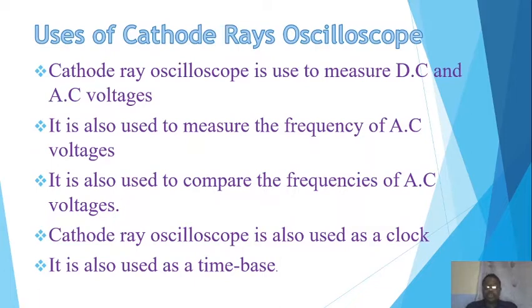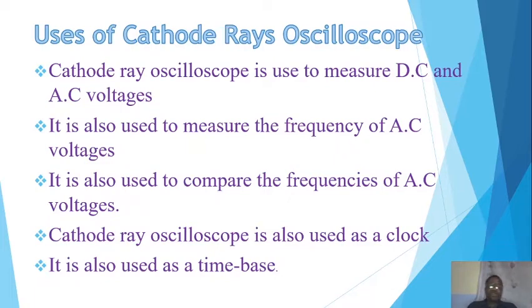The cathode ray oscilloscope is also used as a clock. We also use it as a timepiece to measure time. This is a place where it plays a very vital role. We use it, remember I told you, in industry and in health. In health, especially in the hospital, we use this oscilloscope to measure the time rate of flow of blood in blood vessels. We also use it to measure the time of pulse, like in heartbeat. It's a clock, we use it.